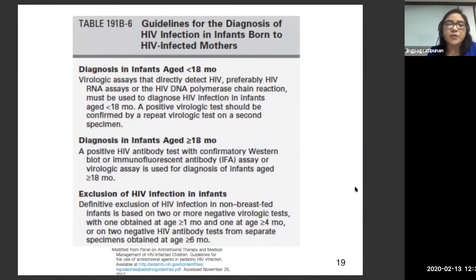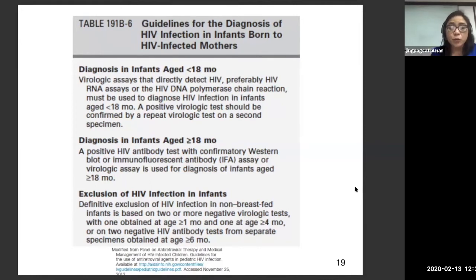A positive virologic test should still be confirmed by a repeat virologic test on a second specimen, which is usually done 6 months after the first test. Now, for infants more than 18 months of age, a positive HIV antibody test can now be done. So it's easier, but it's still with a confirmatory test, either using the Western blot or the immunofluorescent antibody assay, IFA.